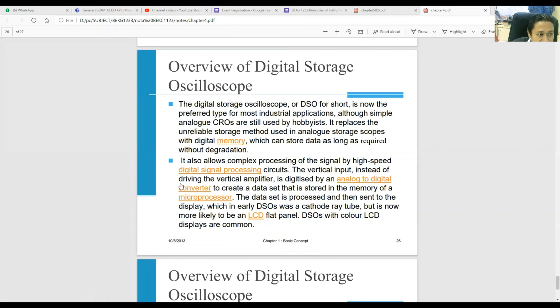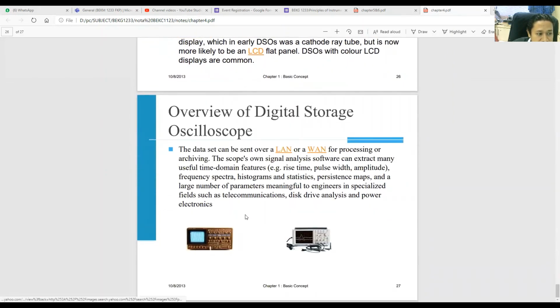The vertical input, instead of driving the vertical amplifier, is digitized by an analog to digital converter to create the data set that is stored in the memory of the microprocessor. The data set is processed and then sent to the display. The early DSO display was a cathode ray tube, but it is now more likely to be an LCD flat panel. DSOs with color LCD displays are common. You can see this one: this is analog and this one is digital. The data can be sent over a LAN for processing or archiving.